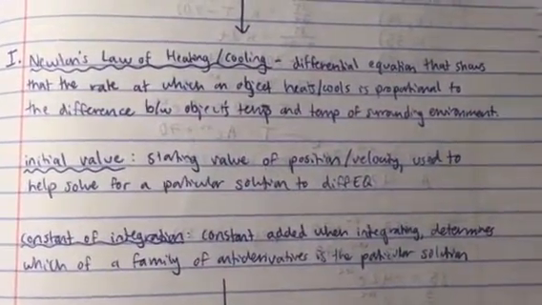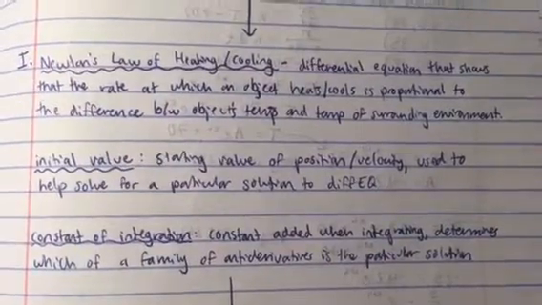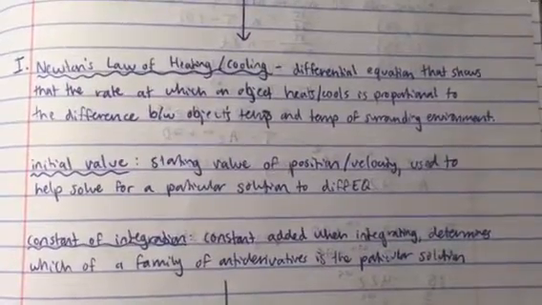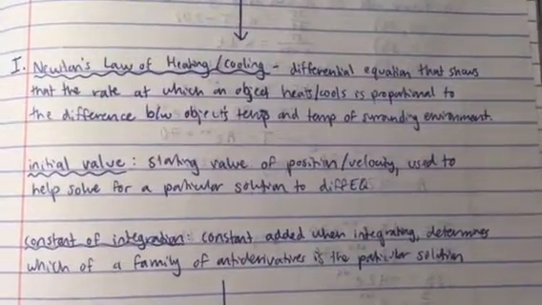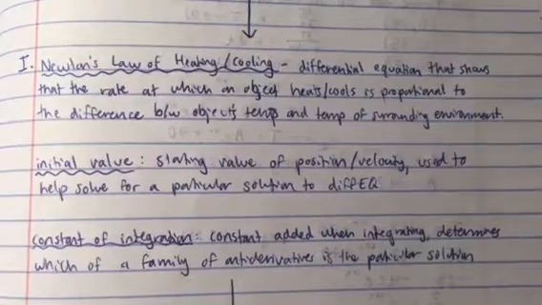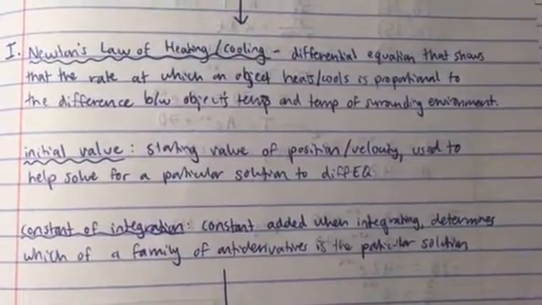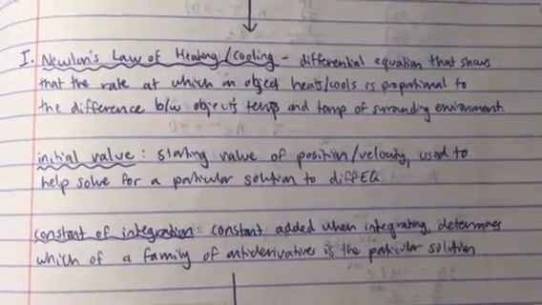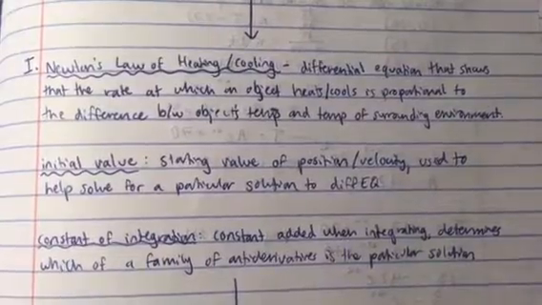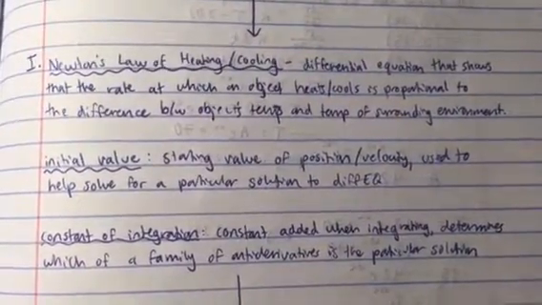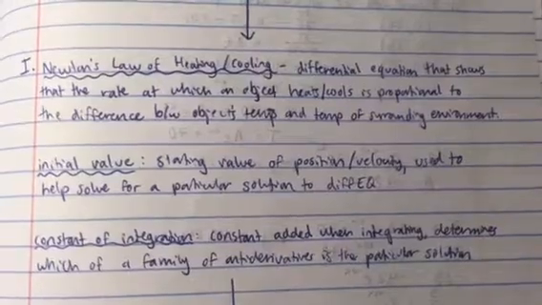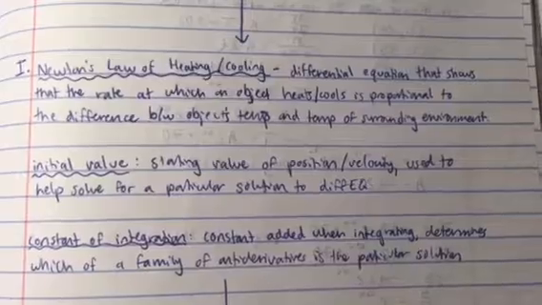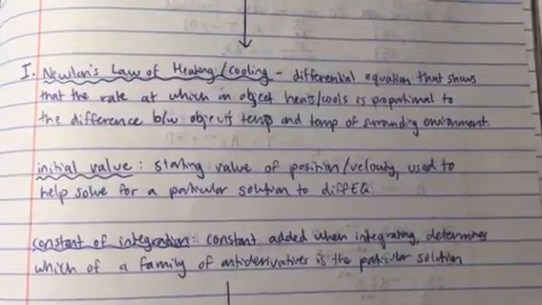So, first of all, the law itself is a differential equation that shows that the rate at which an object heats or cools is proportional to the difference between the object's temperature and the temperature of its surrounding environment. To find this, we have to use the initial value, which is the starting value, and we use this to help solve for a particular solution rather than a general solution to the differential equation. And then finally, the constant of integration, which is k, is added when integrating, and it determines which of a family of antiderivatives the particular solution belongs to.